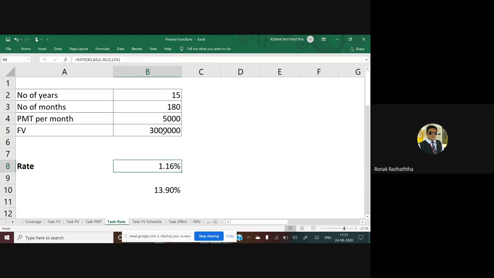So you get 1.16 percent, but try to understand that the rate you have got is on a per month basis, because the installment you are investing, 5,000 rupees, is on a monthly basis. So if you want to convert it to an annual basis, you will have to multiply it by 12 after you get the rate. So equal to 1.16 multiplied by 12, and I get the rate of return at 13.90 percent.